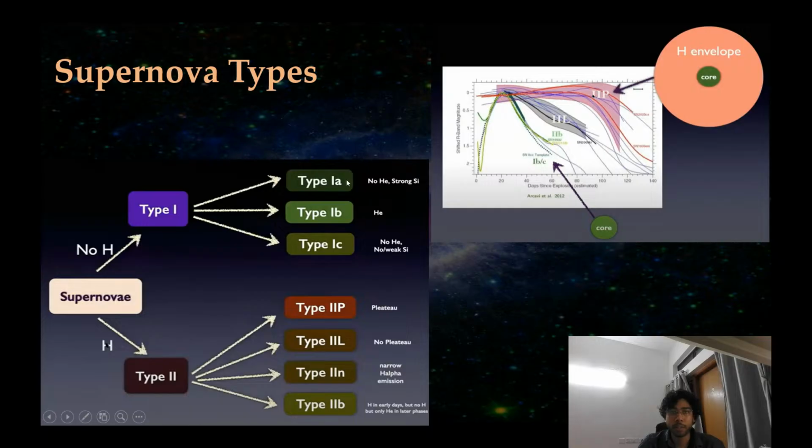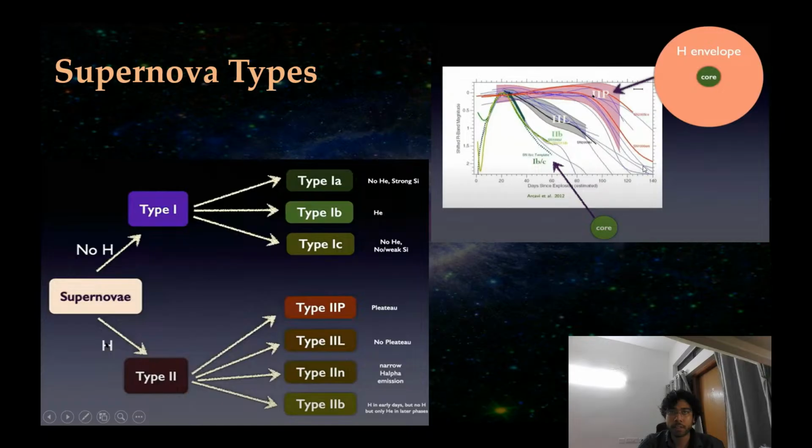So, for example, type 1A has no helium line but has a strong silicon line, whereas type 1B has helium, type 1C has no helium but maybe weak silicon, right? Similarly, type 2 are classified on the basis of their light curves. So, what are light curves?